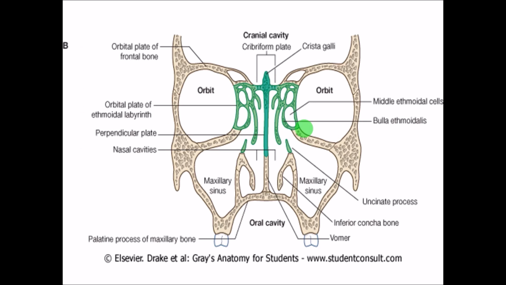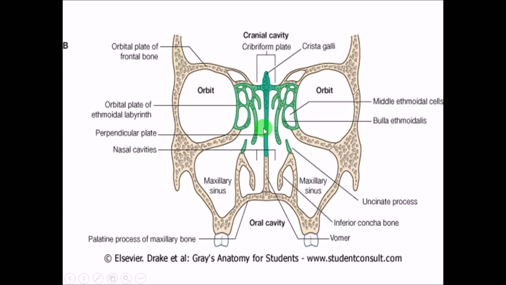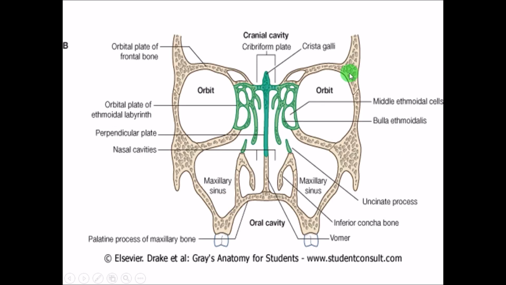Okay. Now coming to the second one, the ethmoidal air sinus. The ethmoidal air sinus is within the ethmoid bone, present between the medial wall of the bony orbit and the lateral wall of the nose. So it is present between the orbit and the lateral wall of the nose, as the medial wall of the orbit and the lateral wall of the nose are formed by the ethmoid bone.